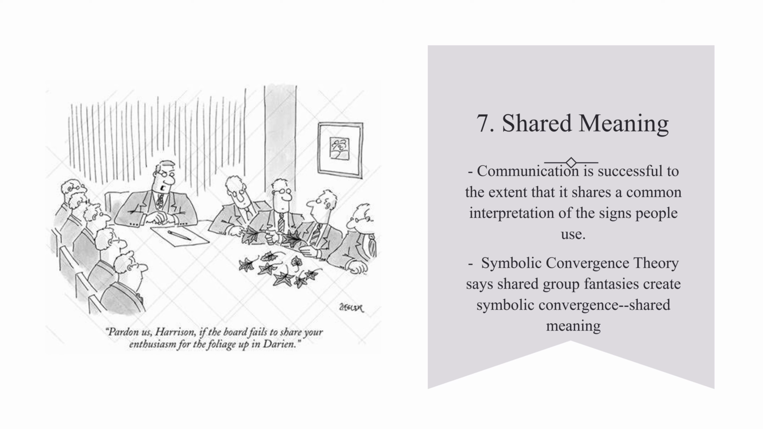The seventh principle is shared meaning. Communication is successful to the extent that it shares a common interpretation of the signs people use. In symbolic convergence theory, it says shared group fantasies create symbolic convergence, which equals shared meaning.